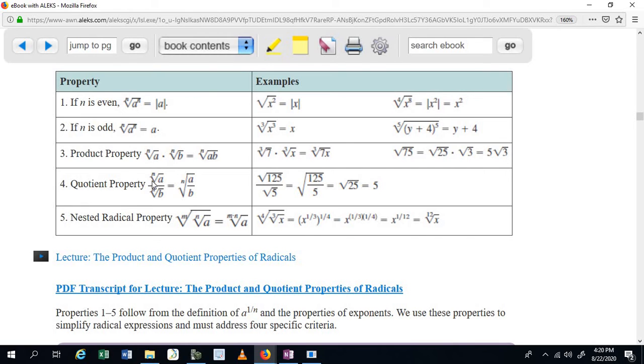It's also true that the nth root of a divided by the nth root of b is the same as a divided by b, and then the nth root of that fraction.